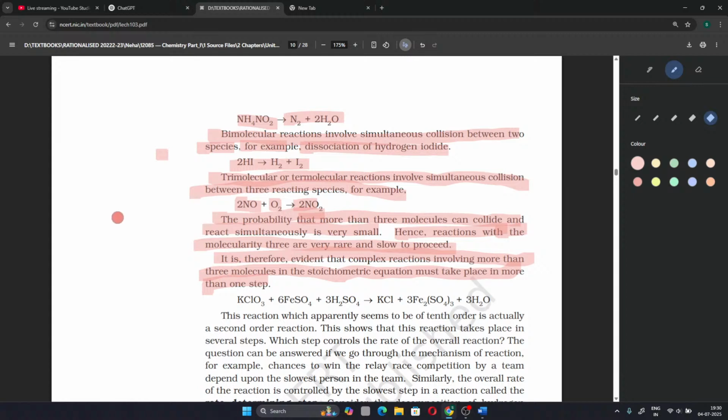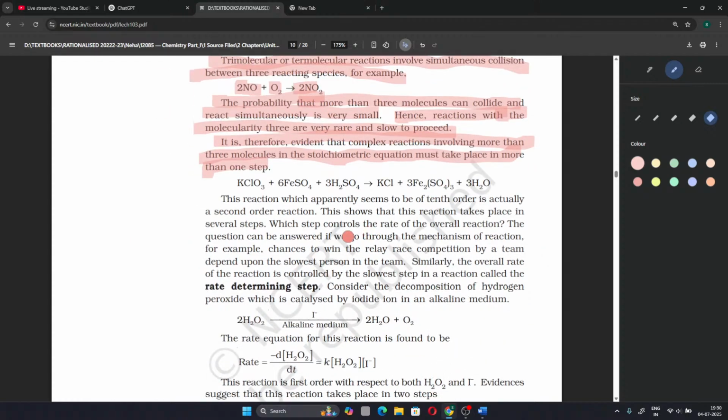With the maximum molecularity being 3, when we see equations, we can determine whether it is an elementary reaction or a complex reaction. If the molecularity exceeds 3, then it is said to be a complex reaction. It is not taking place in a single step.